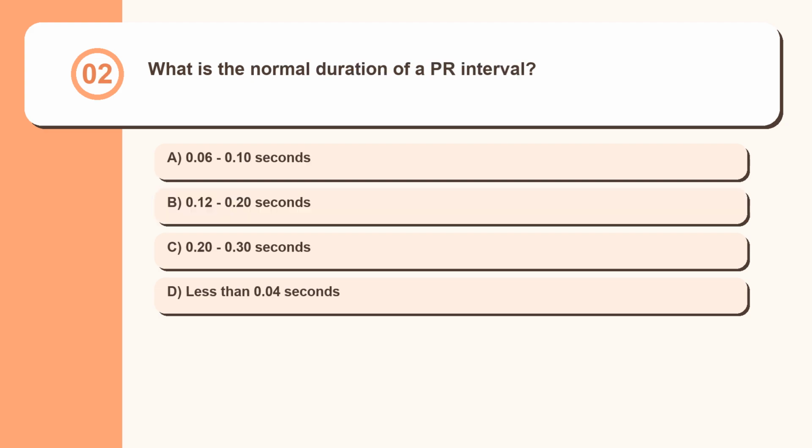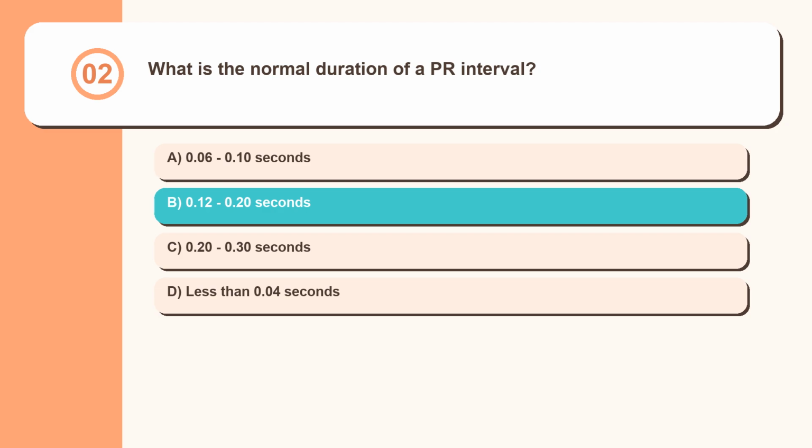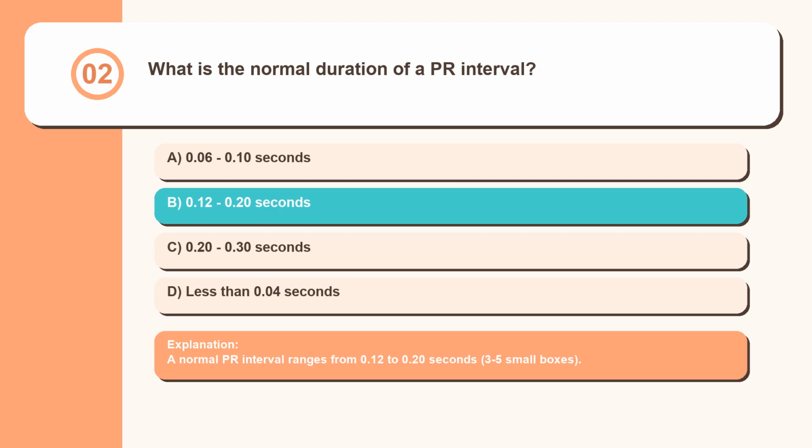Question 2. What is the normal duration of a PR interval? 0.06 to 0.10 seconds, 0.12 to 0.20 seconds, 0.20 to 0.30 seconds, less than 0.04 seconds. A normal PR interval ranges from 0.12 to 0.20 seconds, 3 to 5 small boxes.